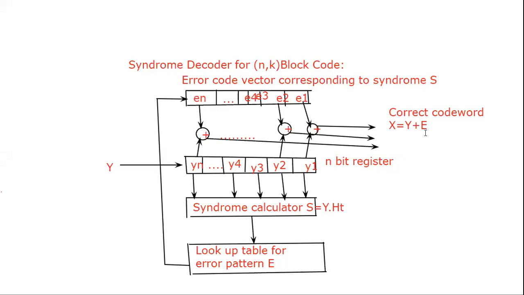Is it okay? Suppose 6 comma 3 block code. When you go for the 6 comma 3 block code, E1, E2, E3, E4, E5, E6, Y1, Y2, Y3, Y4, Y5, Y6. S is equal to Y into H transpose. Lookup table for error pattern E. Remaining all are same. Is it okay? This is the general case, n comma k block code. By using this, you can draw for any block code, either 6 comma 3, 7 comma 4, 8 comma 4, 15 comma 7. It may be anything.